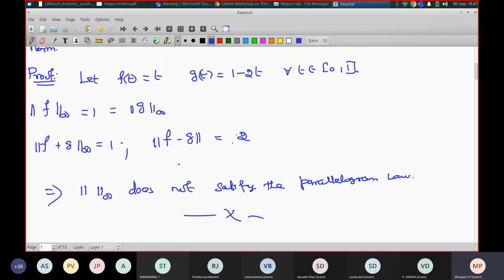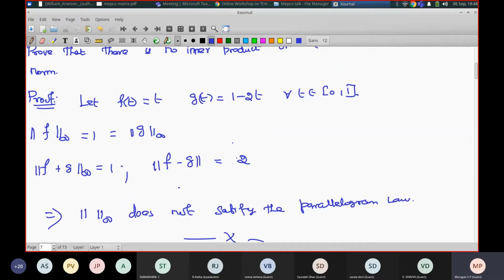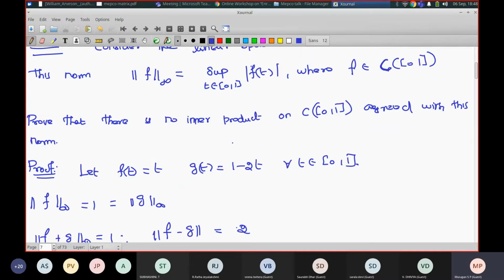So norm f and norm g are equal to 1, but norm f plus g is equal to 1, but norm f minus g is equal to 2. So if you find the value of norm f plus g the whole square plus norm f minus g the whole square, that is 5. On the right hand side, the quantity is 4. So these quantities are not equal. Therefore, the infinity norm does not satisfy the parallelogram law. So the sup norm also does not come from an inner product.